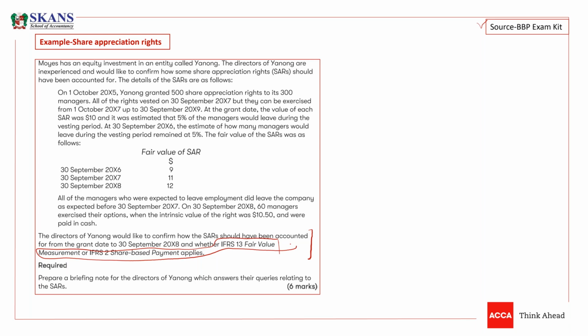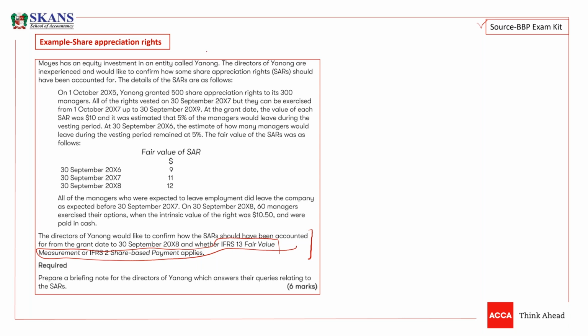Moise has an equity investment in an entity called Unite. The directors of Unite are inexperienced and would like to confirm how much share appreciation rights should have been accounted for. The details of SARs are as follows. On 1st October X5, Y company granted 500 share appreciation rights. We know it is share appreciation rights.